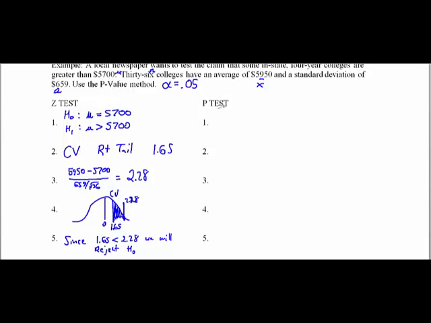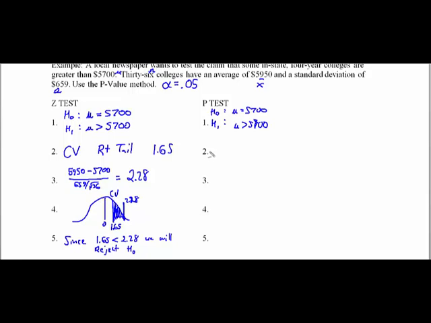So let's talk about the p-test variant. The p-test is essentially going to run the same way here and here. So we got null and alternative. So what we have is mu equals 5,700 and mu is greater than 5,700 here. Okay, so far so good. Now we're going to go to step 2.